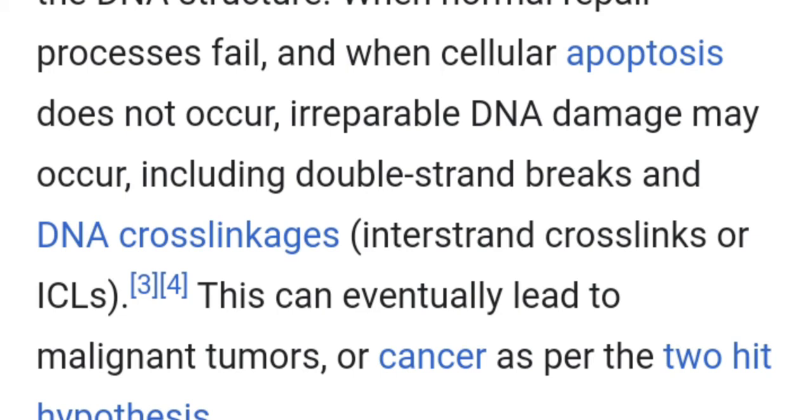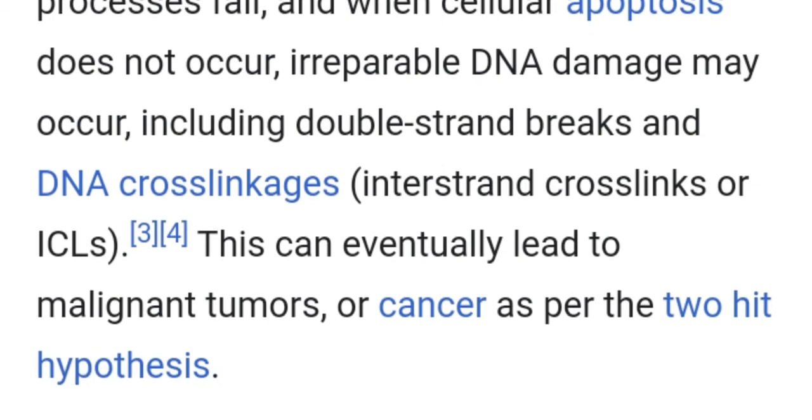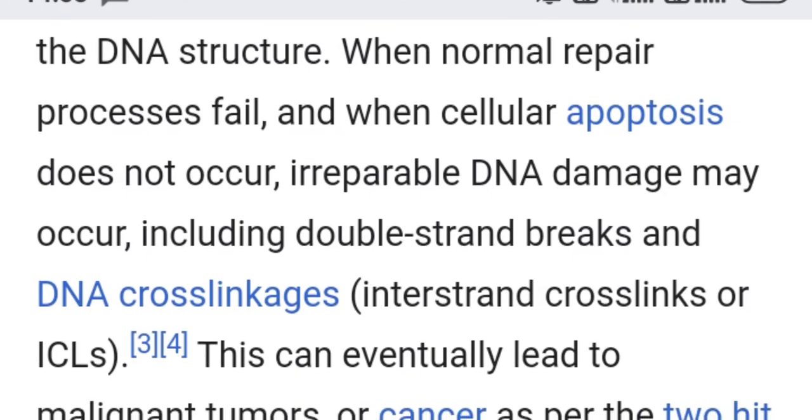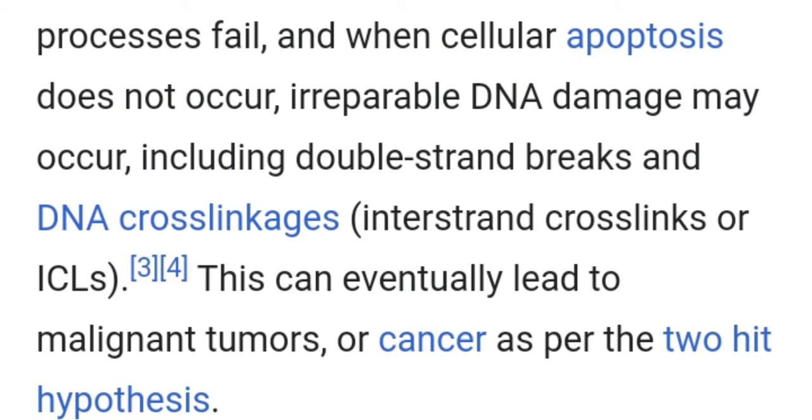So due to this cross-link, it will cause various damage to the DNA, and in future it may lead to malignant tumors, it may lead to cancer. That is why DNA repair is very important. If DNA repair fails to correct that damage, then this type of DNA cross-linkage leads to tumor, it leads to cancer, which are very harmful to the cell and also to the body of that particular organism.